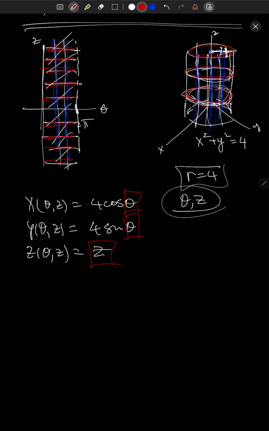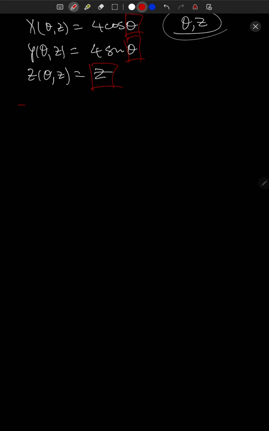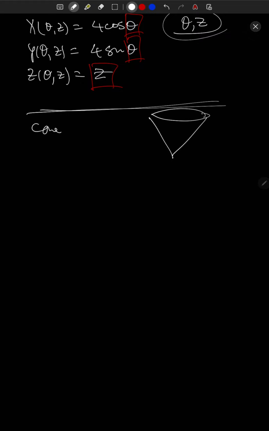All right. Let's do one more example, and that's going to be a cone. So let's think about the usual cone, or the most simple cone, z equals square root x squared plus y squared. The 45-degree cone. How do we do this one?